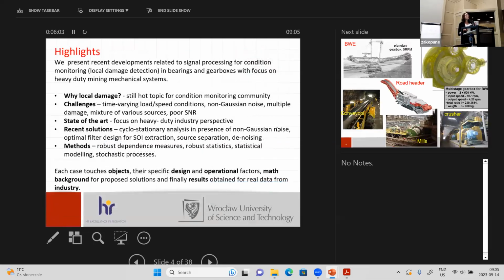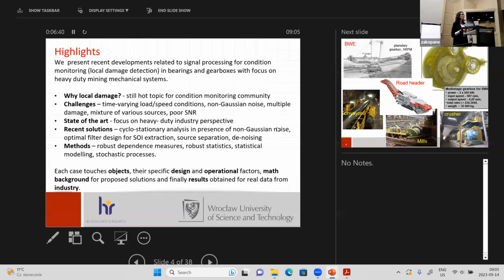Okay, I want to highlight a few important points. As I said, today we are talking about local damage detection based on vibration signal analysis. Why local damage detection? Because this is still a very hot topic, especially when the local damage is at a very early stage. The feature corresponding to the local damage is not visible in the time series analysis and by using classical methods. So this is the reason why we still need sophisticated algorithms and methods.